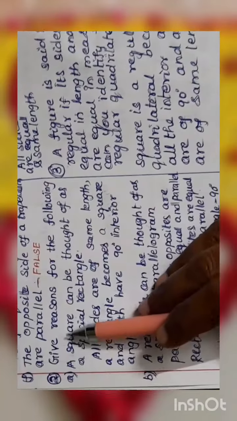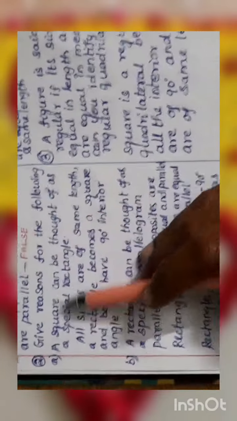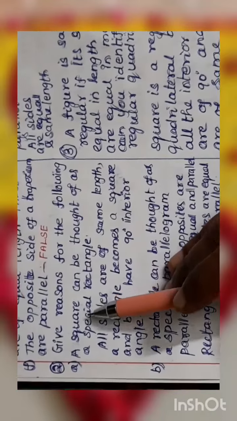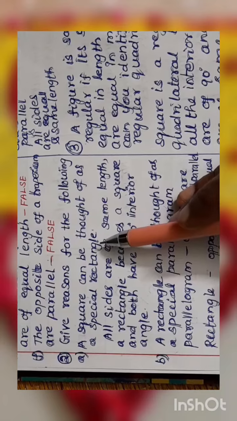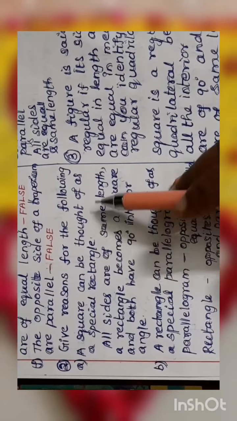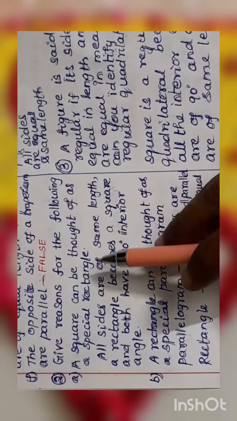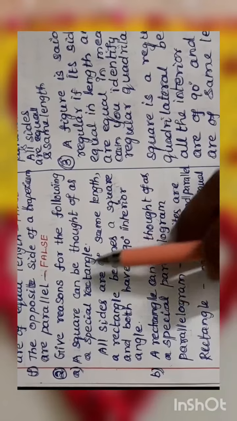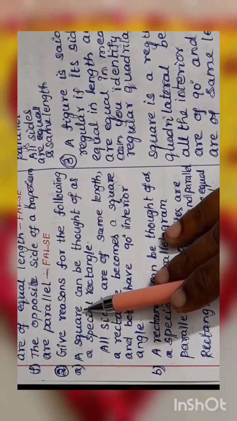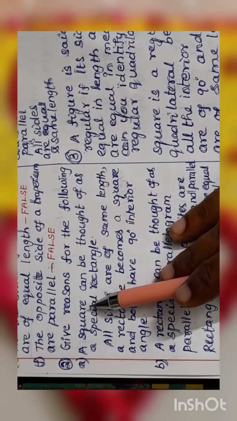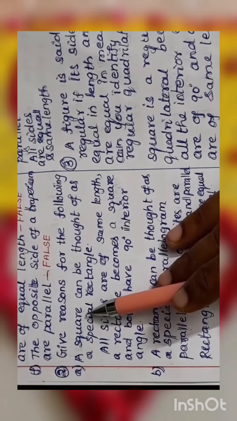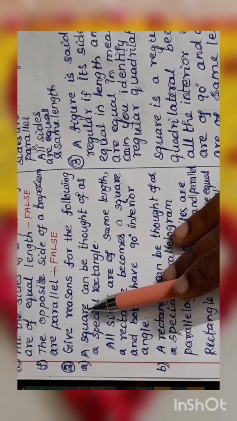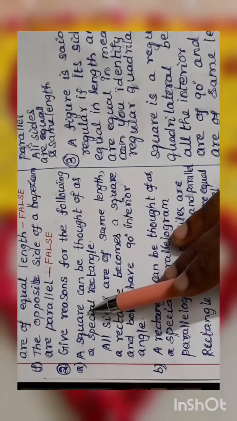Then give reason for the following. This is the second question. A square can be thought of as a special rectangle. How can the square be thought of as a special rectangle? So you will check the square and rectangle. What is the property of the square? In a square, all the sides are equal and the diagonals are perpendicular. The angles are 90 degrees, and the diagonals are equal.